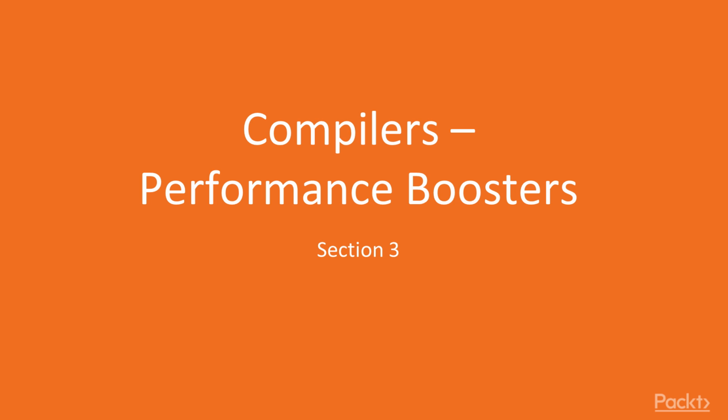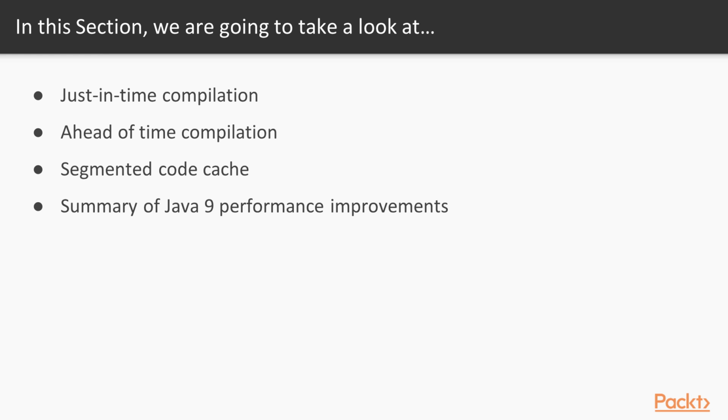But to understand those improvements, firstly we need to understand how compilers really work and how a compiler helps Java code to be more performant. So it is very important to know that. In this section we'll be looking at just-in-time compilation. This is the most important thing in the JVM, and we need to understand it properly to look at other subjects.